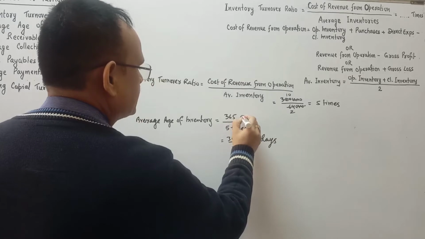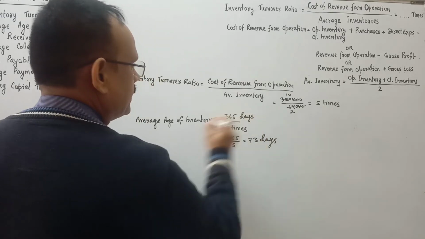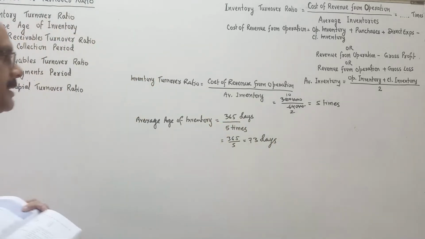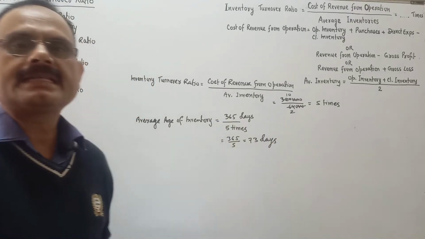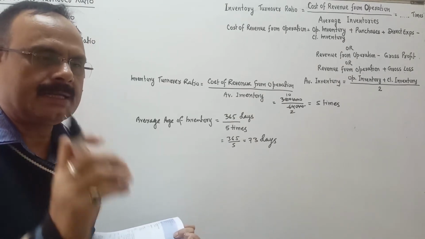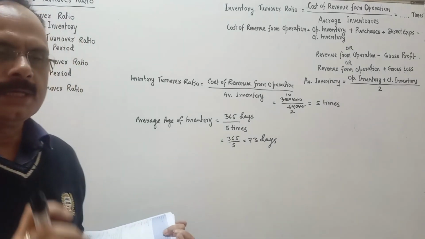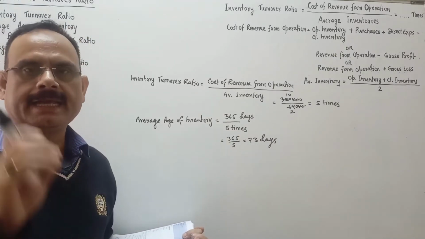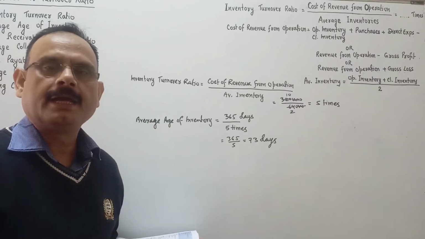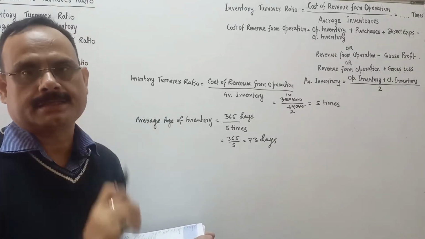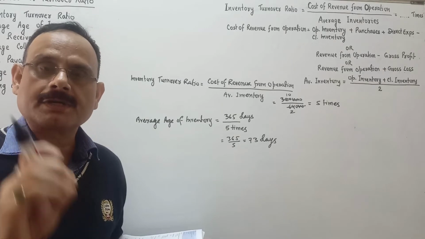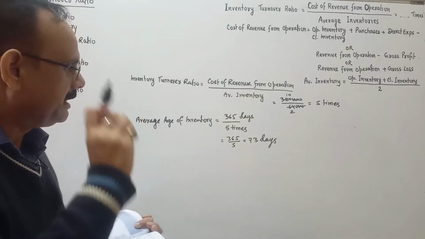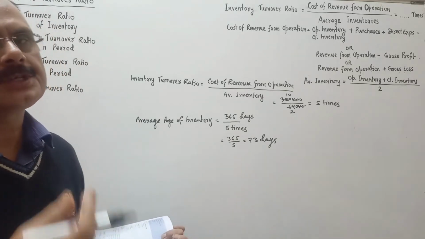73 days. It is what? It is days. 365 is the days, so answer is in days. So average age of inventory is 73 days. It means in our stock, in our godown, the inventory is lying for 73 days. It takes time to convert into sale for 73 days. So we need the working capital for 73 days. Okay. As much as it is less, that much beneficial for the company.